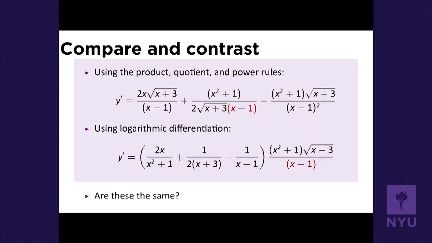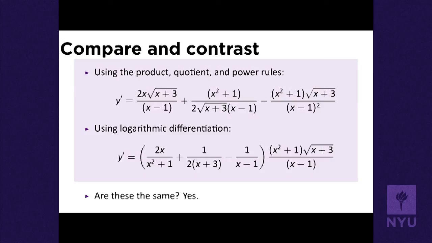Okay, what else? x minus 1 in the denominator, x minus 1 in the denominator. Last term here, x squared plus 1, x squared plus 1, square root of x plus 3, square root of x plus 3, x minus 1 squared. Well, here's an x minus 1, and here's an x minus 1. So every term in the one expression matches with a term in the other expression. These are, in fact, the same thing, which is nice, right? You would expect that if you take the derivative 2 different ways, you should get the same thing.